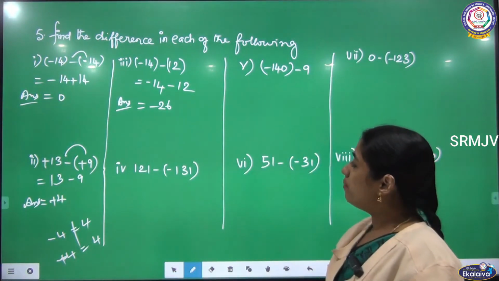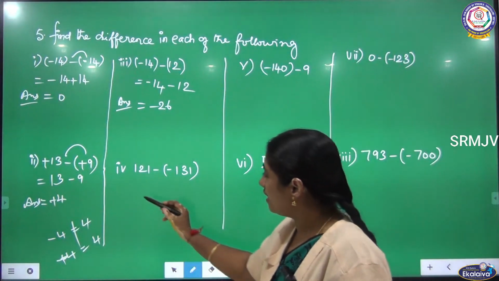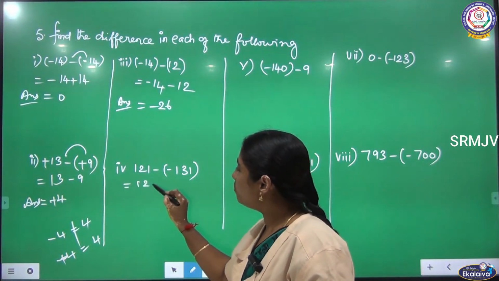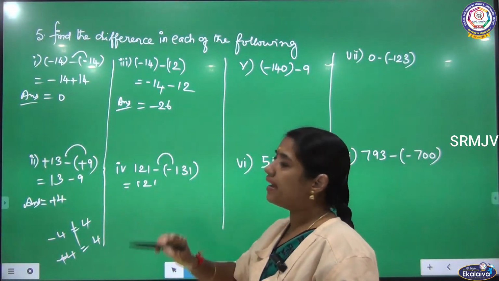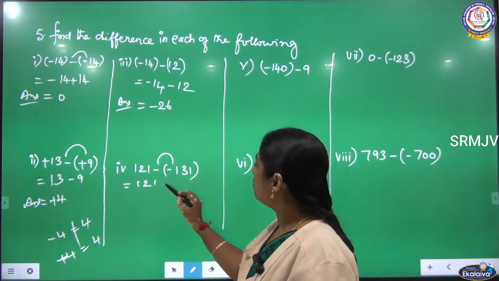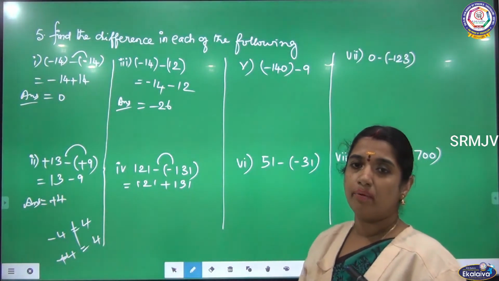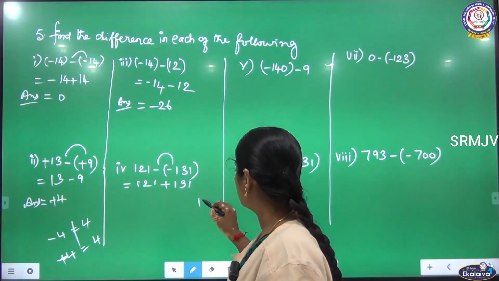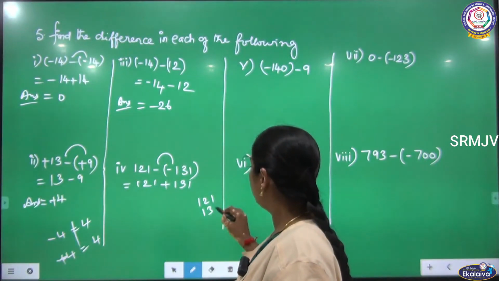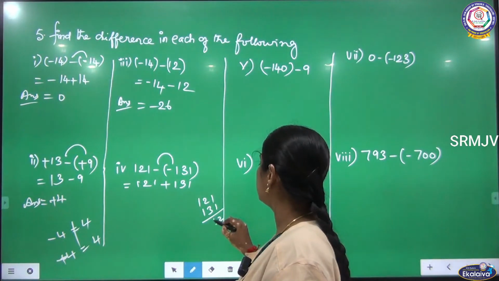When I come to the fourth sum, listen, 121, minus into minus is plus 131. Both are positive, so you can add 121 and 131. So what is the answer?